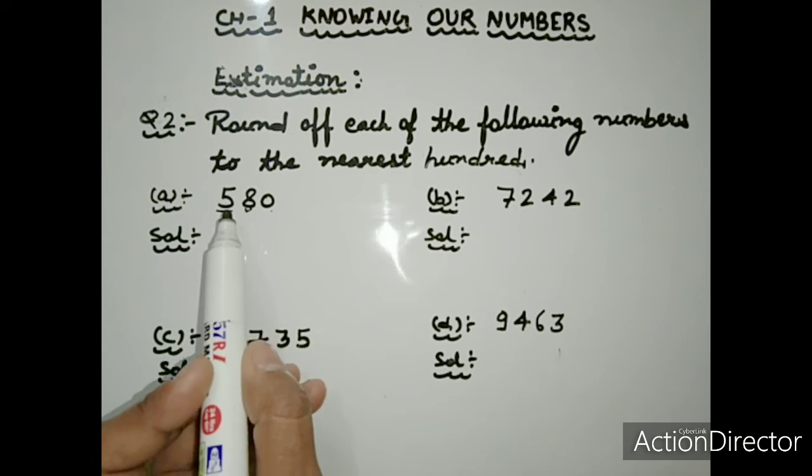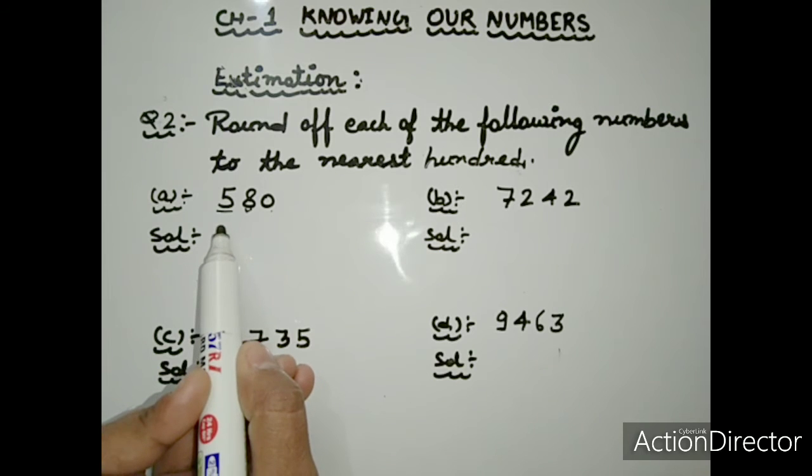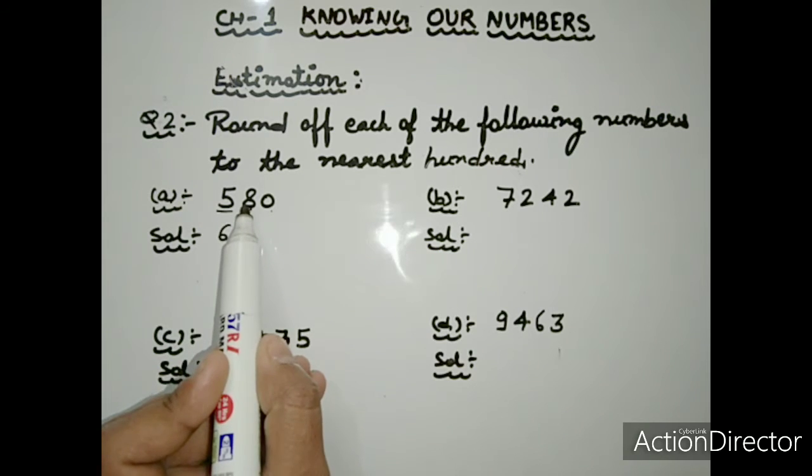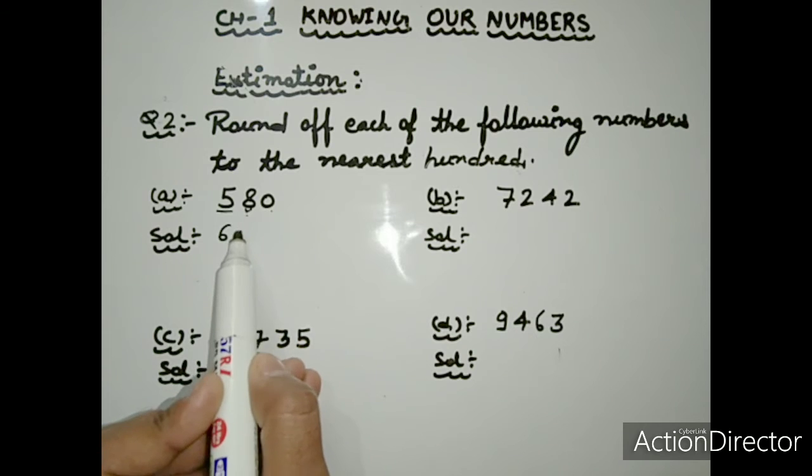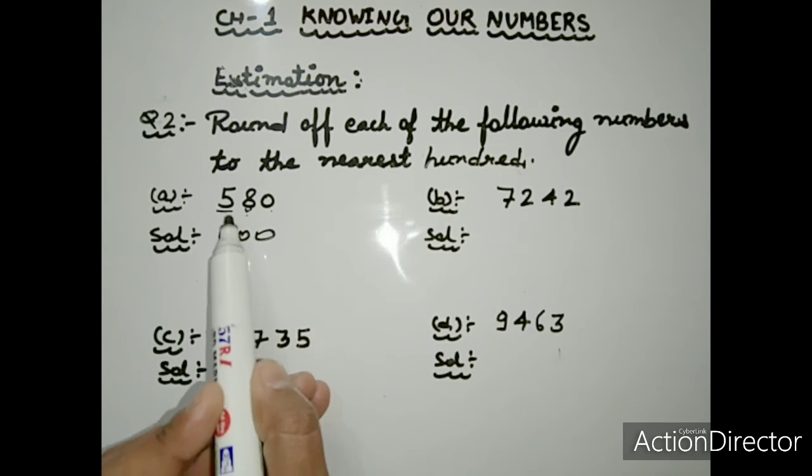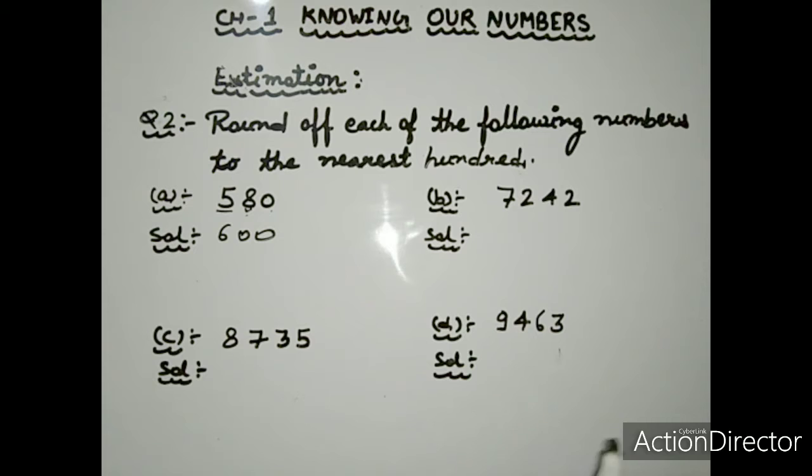then the digit on the required place increases by 1. So here 5 plus 1 is 6, and the other digits in the tens and ones place are replaced by 0. So the number 580 is nearest to 600. Now the second part.